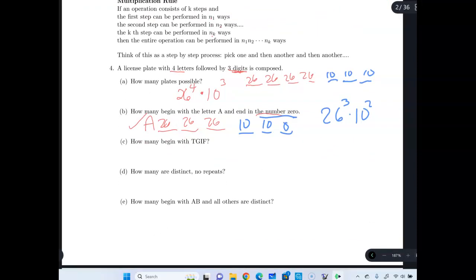So what if I have to start with TGIF? Well, all 4 letters are taken care of. So all I'm looking at is the 3 digits. So that's 10 cubed.